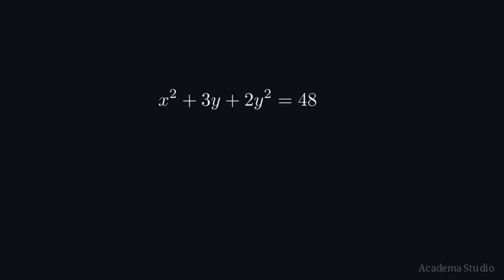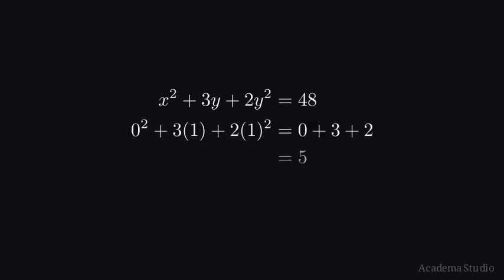Substituting 0, 1 into the equation gives 5. Therefore, 0, 1 is not on the curve. Substitute the known side lengths. 0 squared plus 3(1) plus 2(1) to the power of 2 equals 0 plus 3 plus 2. So this simplifies to 5. Substituting 0, 1 into the equation gives 5. Therefore, 0, 1 is not on the curve.